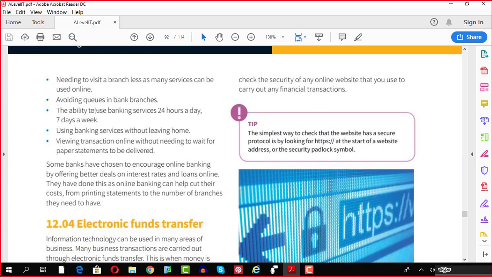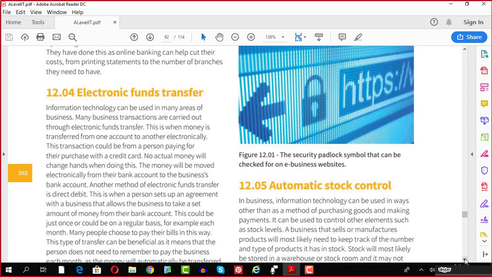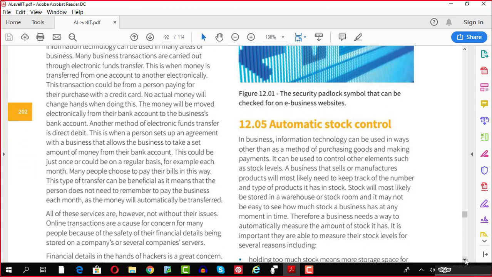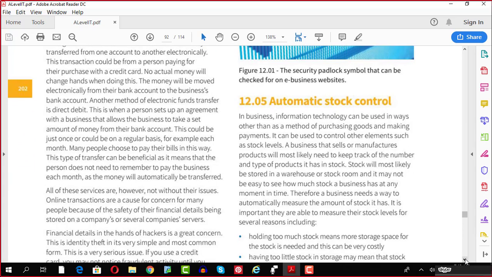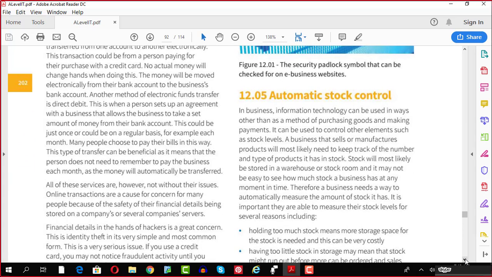So again, needing to visit a branch, avoiding queues, 7 days a week, it's opened up. These came out to be the advantage. Electronic funds transfer basically simply means that whenever you use your debit card or credit card to electronically transfer your amount somewhere. So this comes in your electronic point terminal and point of sale terminal.